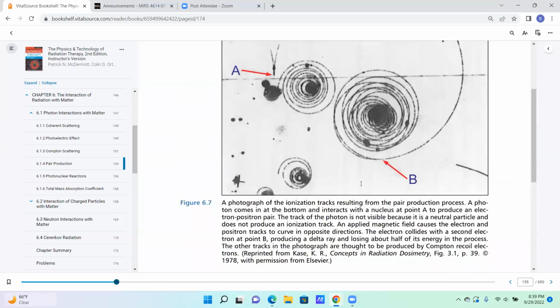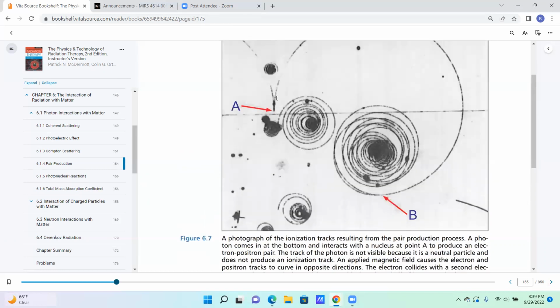So we've got ionization tracks in this picture that result from the pair production process. You've got a photon that comes in at the bottom and interacts with the nucleus at point A, which is what you're seeing here. And it produces an electron-positron pair. The track of the photon is not visible because it is a neutral particle. It does not produce an ionization track.